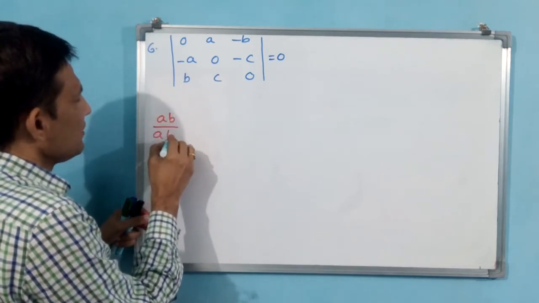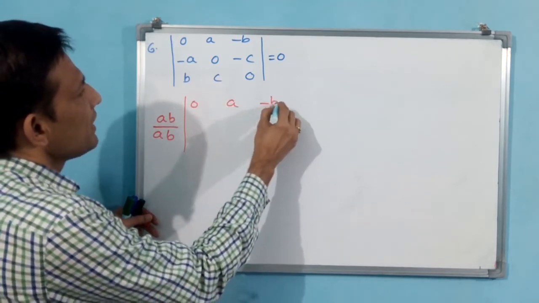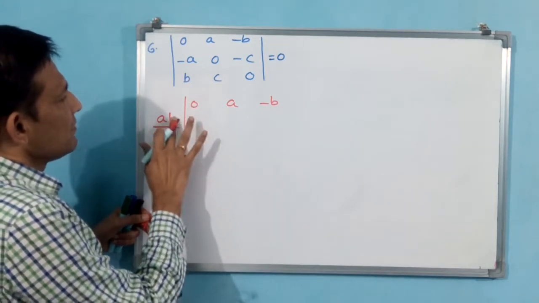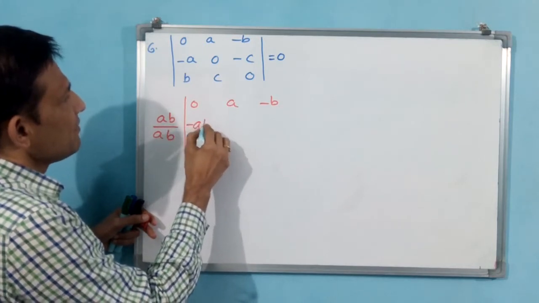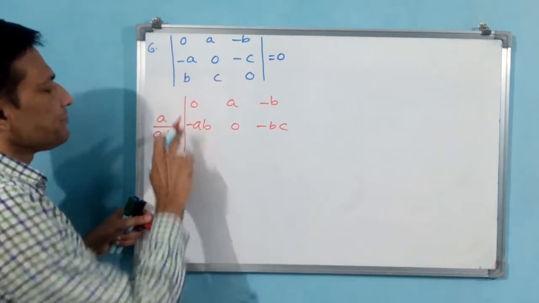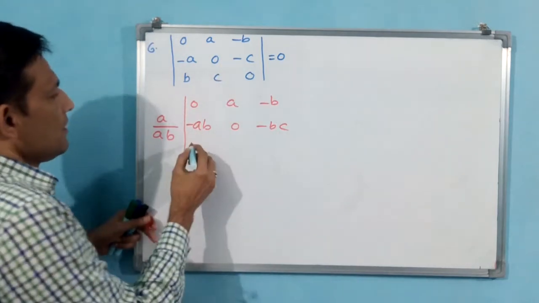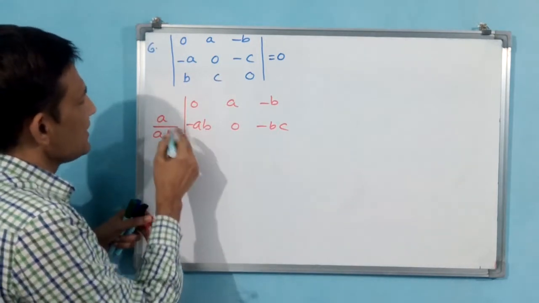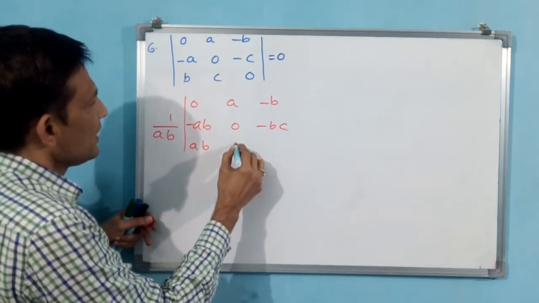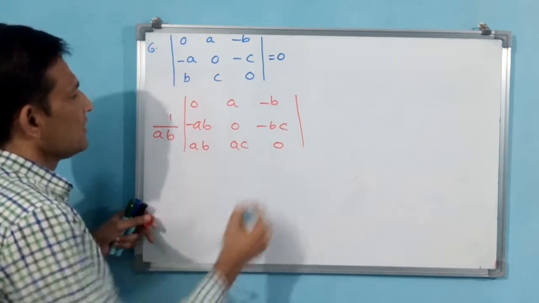AB by AB means 1 only. I am taking 0, A minus B. Okay, now this B I am sending inside. First B. If I send B, is it okay? Now I am removing this B. Minus AB, 0, minus BC. Now also you see B is there, but I am sending this A inside. Then 1 it is going to become here. Then again it becomes AB and AC. Why? Because AB, AC, 0. Is it okay, first you see?